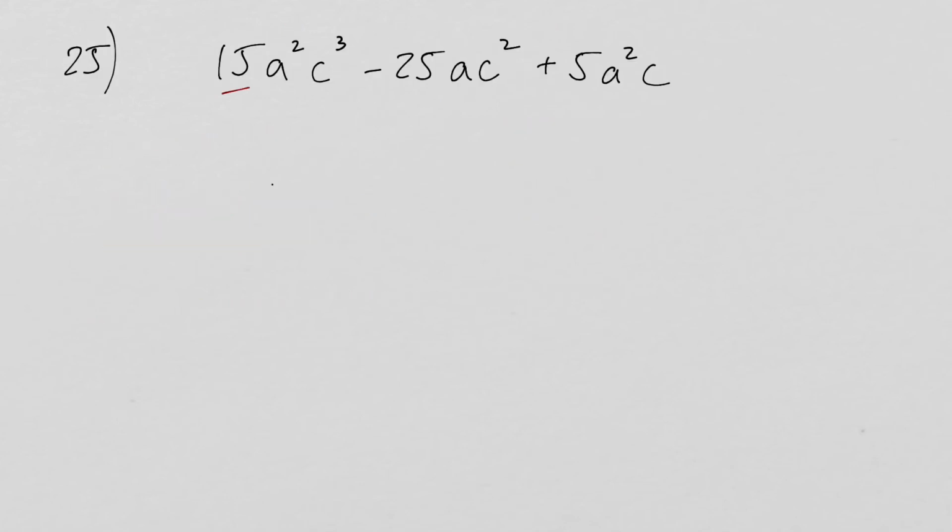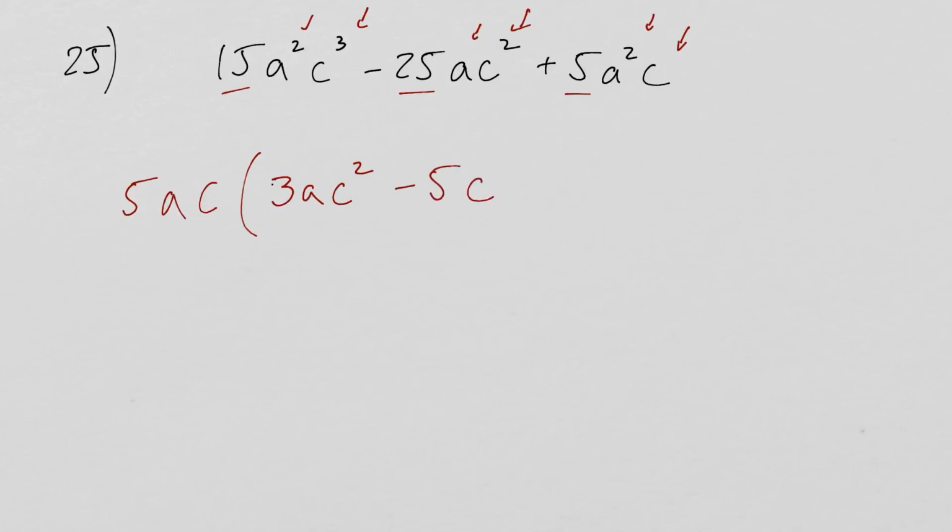Okay, 5 is the largest number that can go into all of those, so I'll take out a 5. And then with the a's, I have a 2, a 1, and a 2, so 1 is the largest. For the c's, I have a 3, a 2, and a 1 here, so 1 is the smallest, so I can take out that. Now that leaves behind a 3ac squared for my first term, a negative 5c for my second term, and a plus a for my third term.